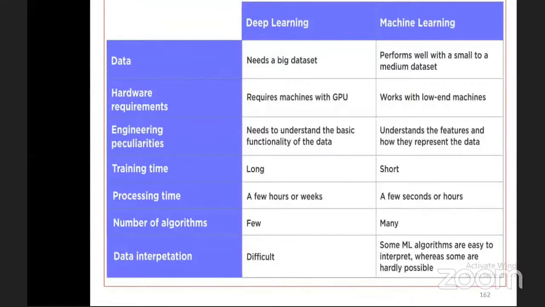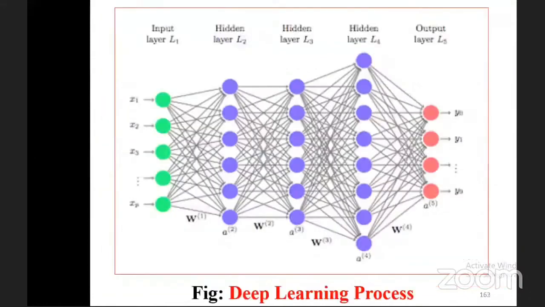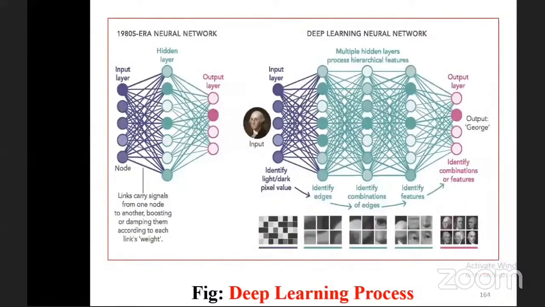Some machine learning algorithms are difficult, some are easy to interpret. So this is the deep learning process. I'm taking input layers and hidden layers, L2, L3, L4. So many hidden layers we are using in order to increase the performance levels. The deep learning process actually came in the year 1986. Jan McCarthy and Ivan Komenko introduced the deep learning concept.